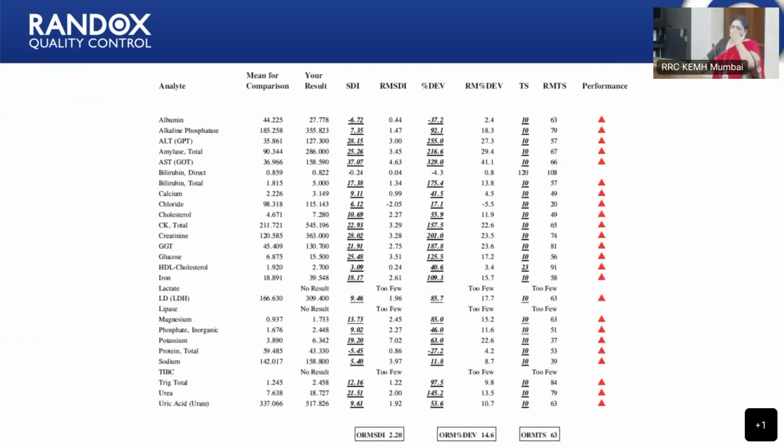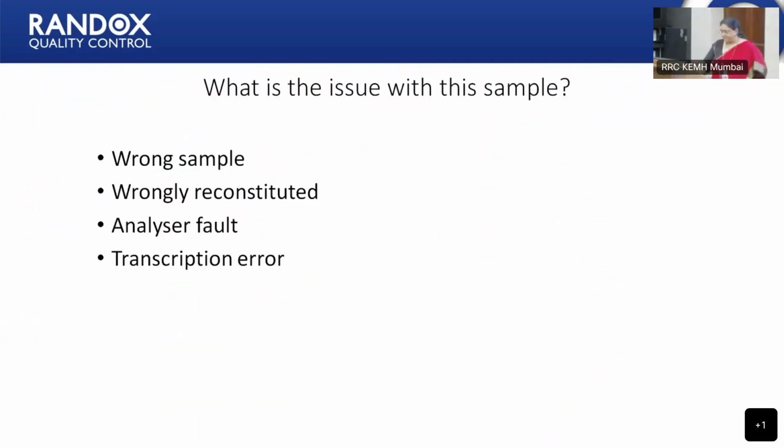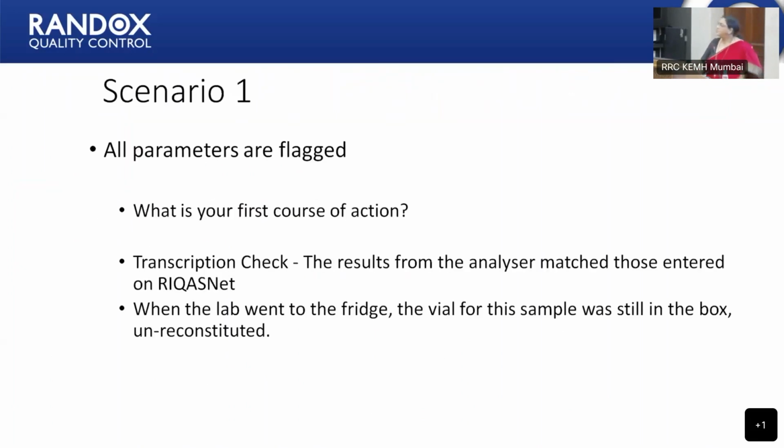Again, looking at the summary page, we have got this kind of picture. All the parameters are beyond acceptable, and for all we got this kind of red color triangle. What should be the first step? We need to check whether the wrong sample was submitted, wrongly reconstituted, or there was a dilution error. Was there any analyzer fault or is there any transcription error?